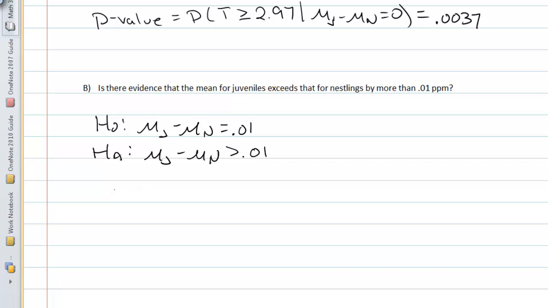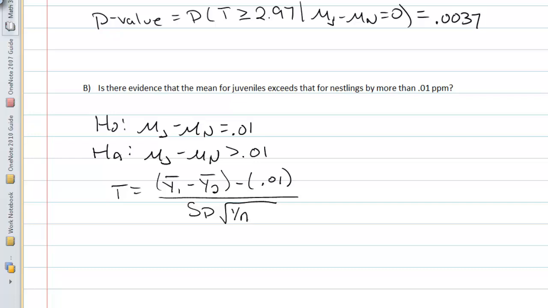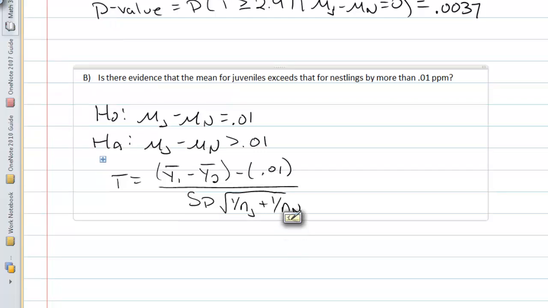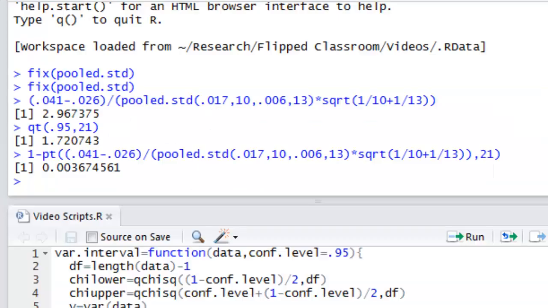All that's going to happen in our test statistic, we're still going to have y1 minus y2, but now under the null, that difference is not 0, it's 0.01. We're still going to take the s pooled times the square root of the sum of one over the number of juveniles plus one over the number of nestlings. Everything's the same, except now we have a difference we want to check for, and we can do this in R quickly.